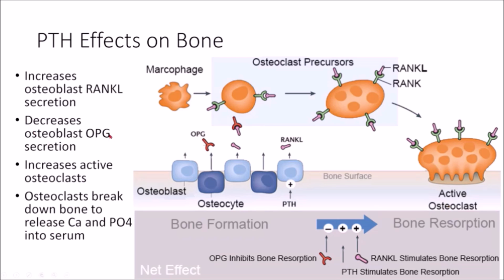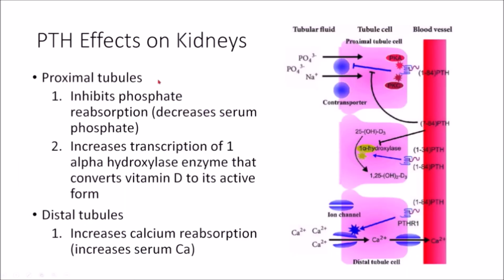Additionally, it decreases OPG secretion from osteoblasts and osteocytes, and this is able to increase the amount of RANKL because normally OPG binds to RANKL so that it can't bind to the RANK. So you can see through increasing the RANKL secretion and decreasing the OPG, which decreases the RANKL, it's able to allow more RANKL to bind and create more osteoclasts, which then liberate calcium and phosphate to be used in the blood. PTH also affects the kidneys to increase the amount of calcium in the blood.